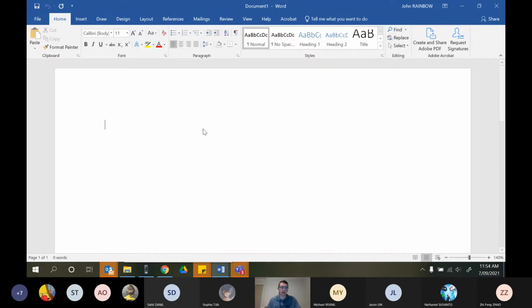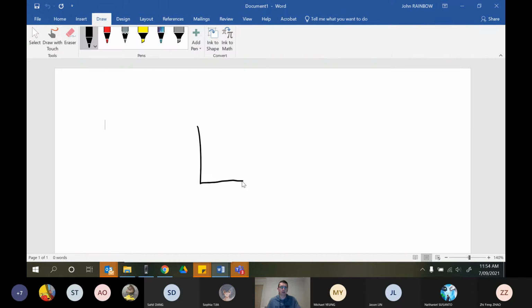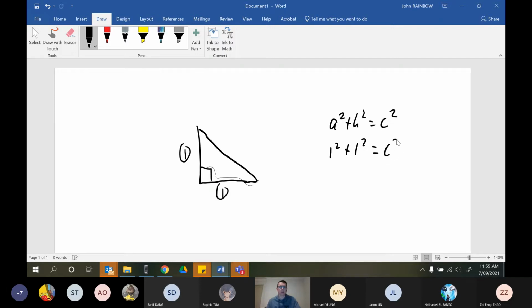So I'm just going to do that again. We have a right angle triangle. You with me? This is 1. Sorry, this is 1. The length is 1, the areas are 1. So really, if you think about it, that means the square of C equals 2. So therefore the area of this is 2, so the length of C equals root 2.